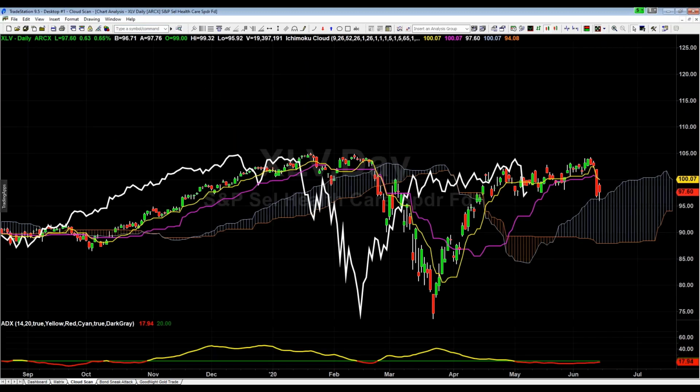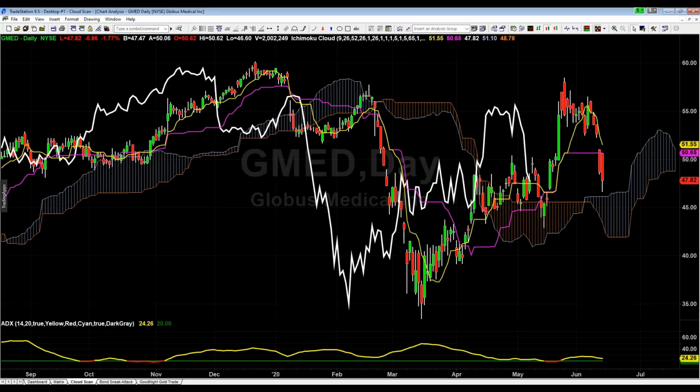XLV is a good long at 95, target 110. GMED. If it can hold, the stop would be 45 and the target would be 55.